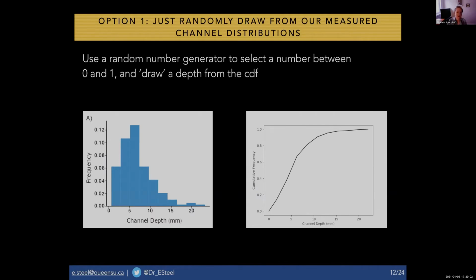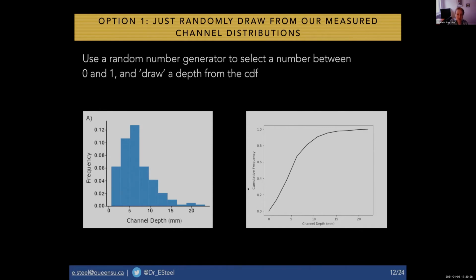One option that we can do, which is like the worst case scenario, the worst estimate we could make, but we're going to move forward with it and see how it goes, is to take our distribution of channel depths and turn it into a cumulative frequency. This plot on the right is the cumulative frequency of channel depths that have been measured in the experiment based on an overlay between the topography and the images.